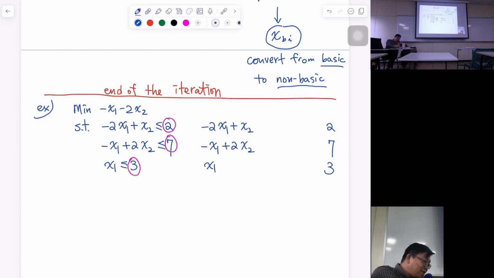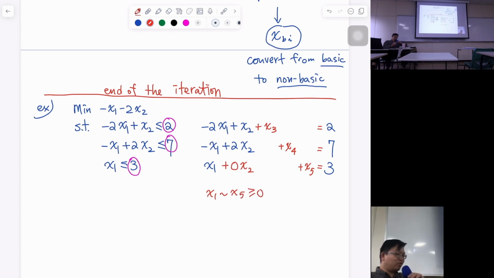Okay, over here, this is equal. Here actually it's 0 times x2. And for the select variables, I'm going to add x3 right here, x4 right here, and x5 right here. And I want all the x1 to x5, they're all positive or equal to 0. So x3, 4, and 5, they are select variables.